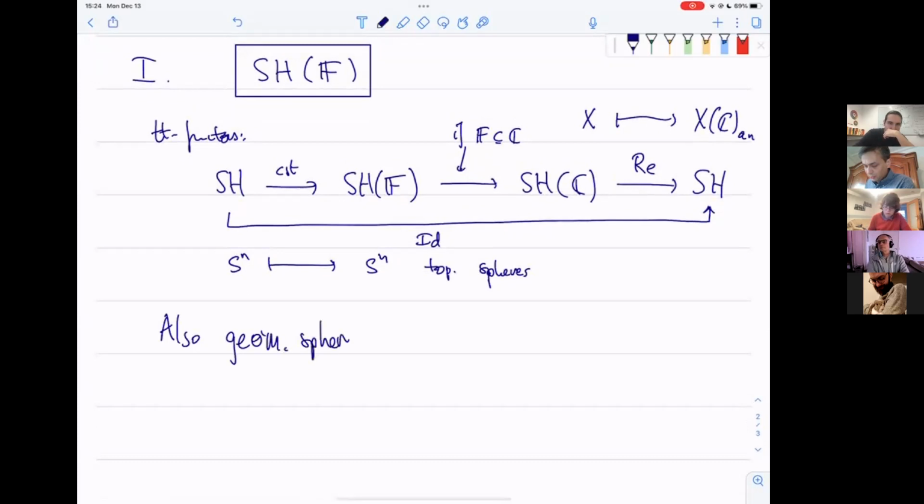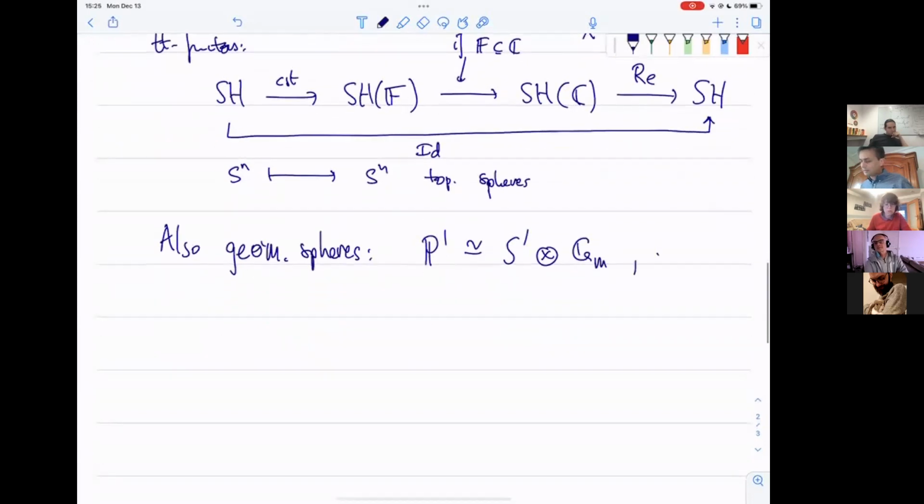And so by construction, we have inverted P1. And you can show that P1 in the stable homotopy category is isomorphic to the usual sphere tensor another sphere, which is Gm. Where Gm is just the A1 without zero, the spectrum of k[t, t inverse]. And here I mean pointed, so it's the reduced version, pointed at one, for instance.